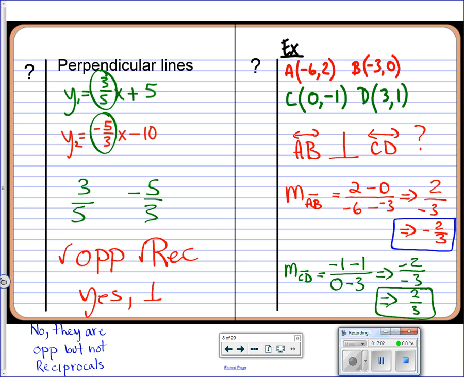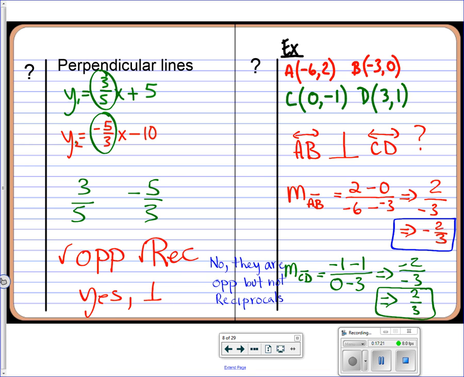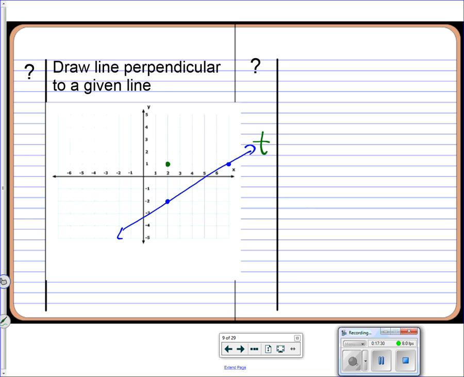Okay, there's my math. Now notice that I write an M with a little subscript of AB. I need you to do that so that I can clearly see which slope you're working on. And the previous problem, I put a T and an L down there. All right, well, I found one to be -2/3 and one to be 2/3. They're opposites, but they're not reciprocals. They have to be both, okay? So no, these are not perpendicular. They are opposites, but not reciprocals.